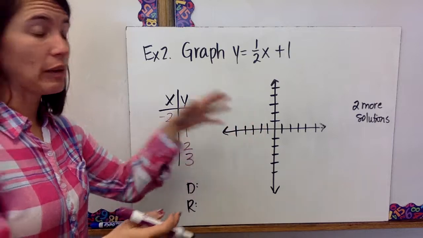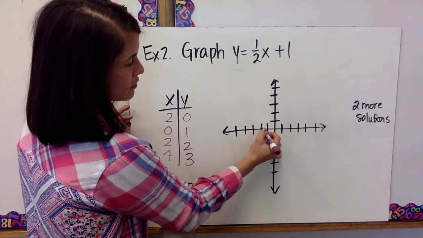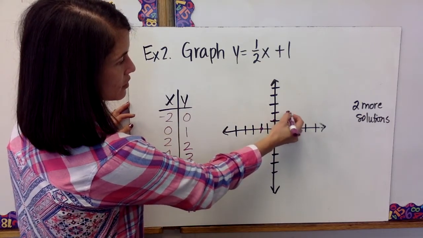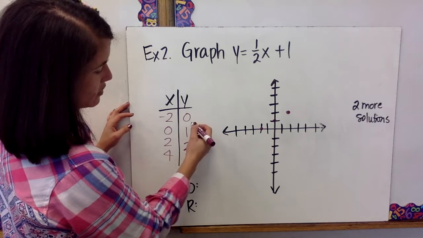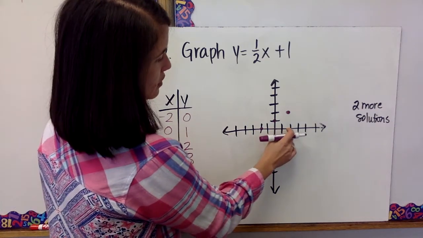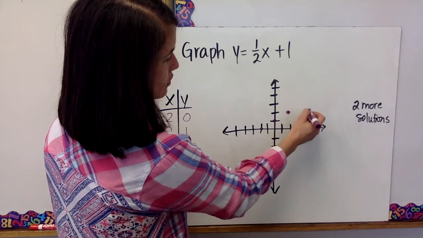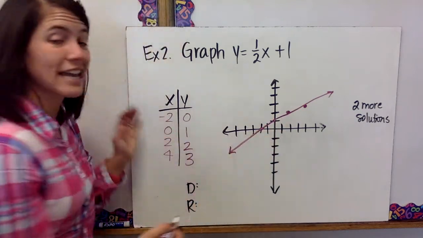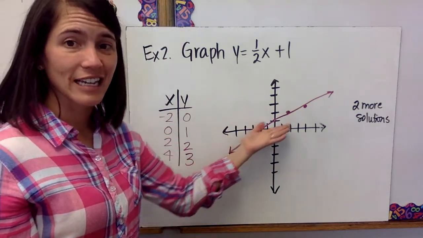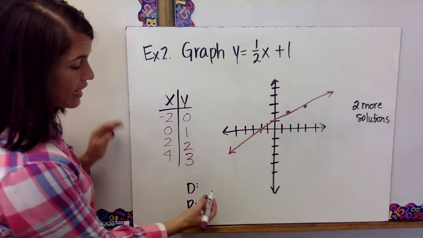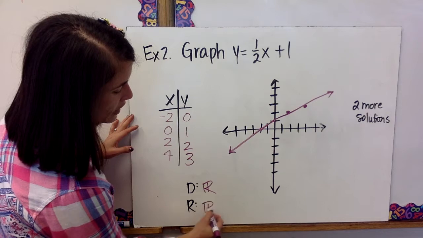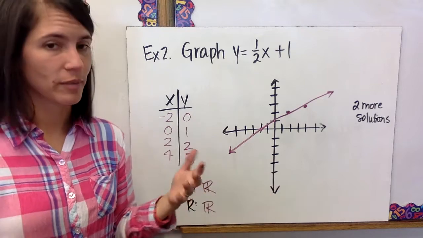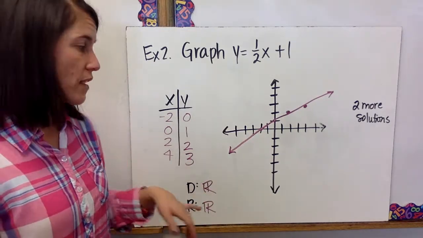Now that I have my ordered pairs, I'm going to plot them. -2, 0. 0, 1. 2, 2. And 4, 3. So this is going up by 1 every time. Then I connect. You connect and you put arrows. So you can see my line. My domain is going to be all real numbers, and my range, again, is going to be all real numbers. Whenever you have a line that's just going to continue, you can pretty much say your domain and range are going to be all real numbers.